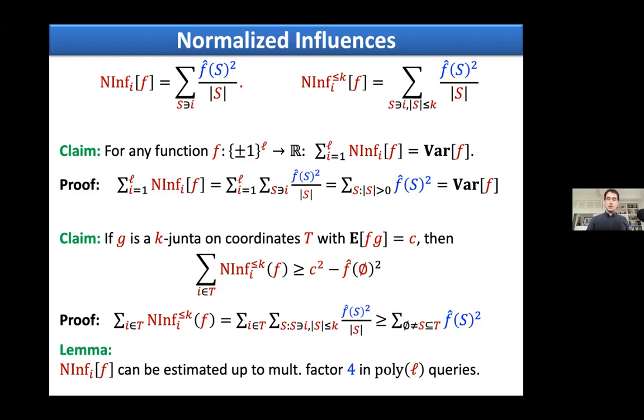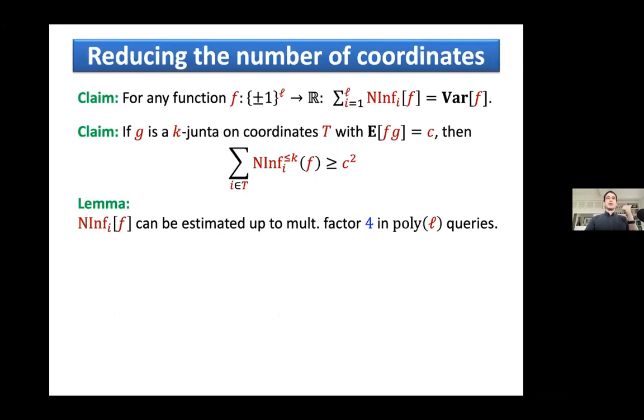Okay, so let's now see how to combine all these three things. So we have the normalized influence sum up to less than 1. The normalized influence inside T is at least a constant. And we can also estimate the normalized influences. How can we take advantage of these two claims and this lemma?